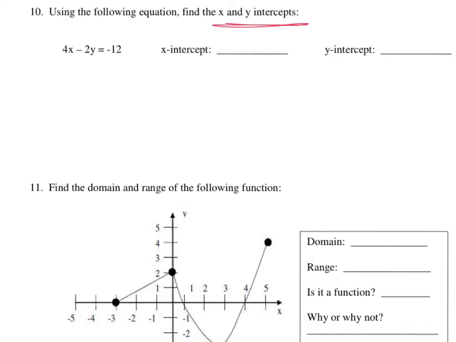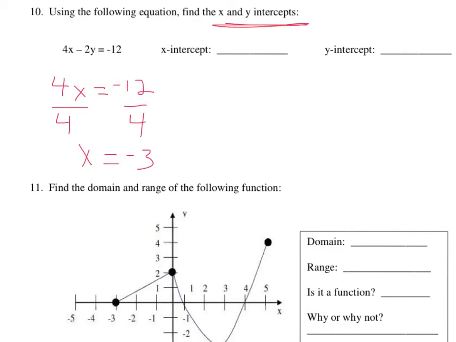So the x-intercept is where it crosses the x-axis. The y-intercept is where it crosses the y-axis. So to find the value where it crosses the x-axis, I'm just going to act like the negative 2y isn't there, and I'm going to rewrite the problem as 4x equals negative 12. Now the only variable that I have in this problem is the x variable, so I need to find the value of x when that y was nothing or it was 0. So I would divide by 4, and we get x equals negative 3.